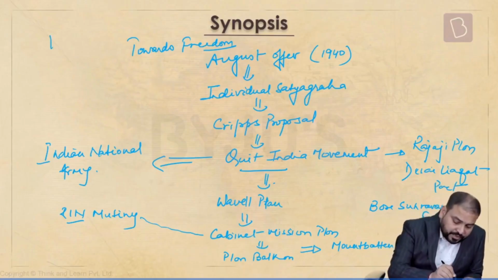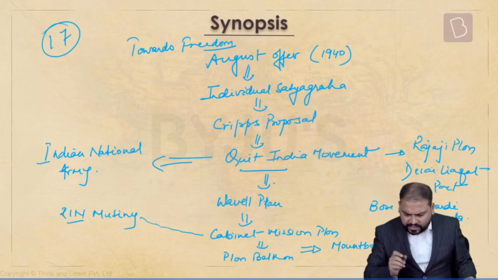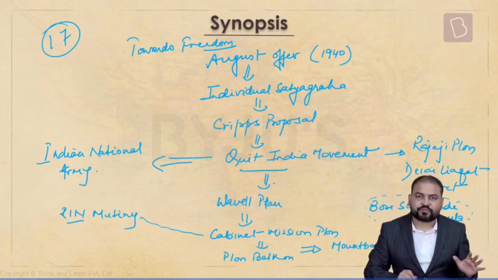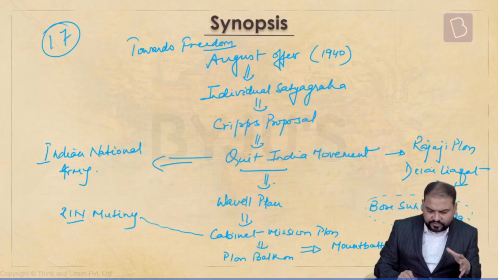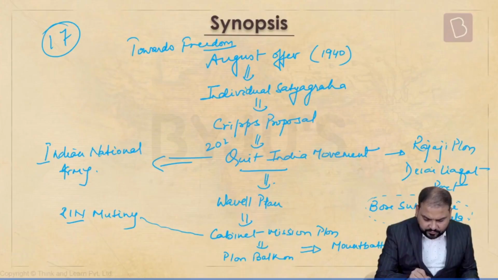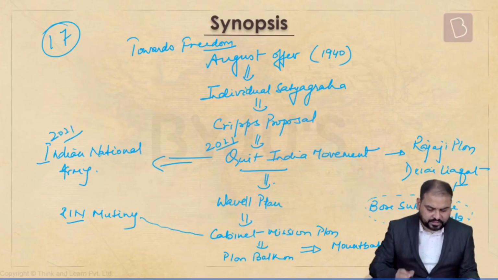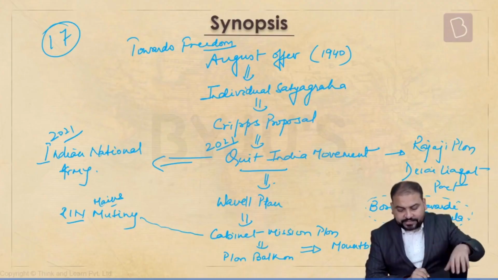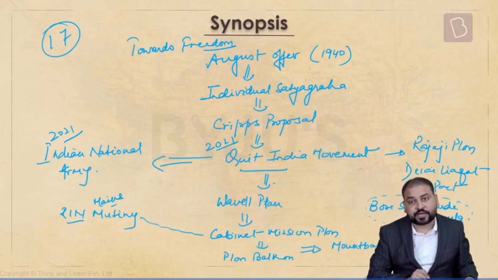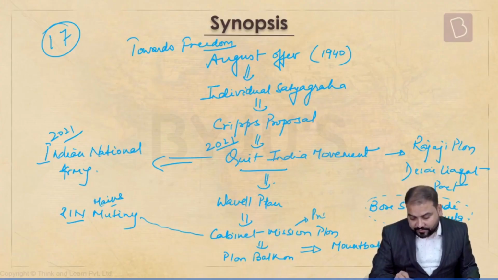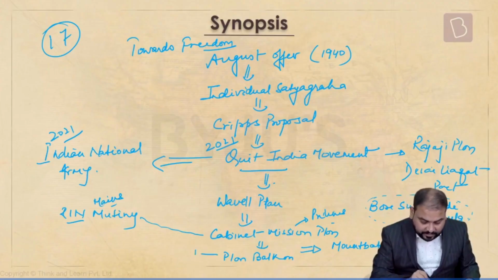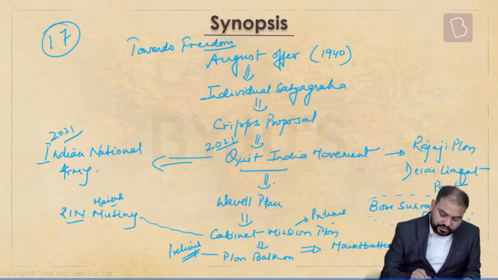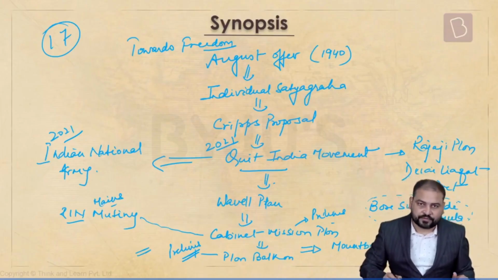And remember, in this chapter, barring the Bose-Suhrawardi formula, almost every topic has had prelims questions, and at times even mains questions have been asked. In 2021, for example, there were questions on Quit India, the Indian National Army, and the Rin Mutiny. So many mains questions have come. Similarly, a question on the entire structure of 1940 to 47 has been asked. Questions on the Cabinet Mission Plan have come in prelims, and on the Balkan Plan as well. So all these topics have questions. This way we would achieve our independence in 1947.